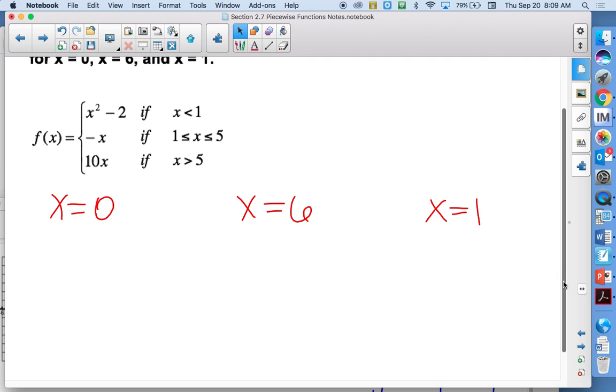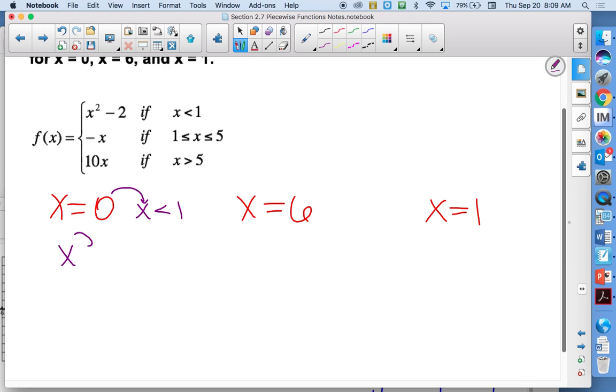So Connor, if x is equal to 0, which piece does that go with? X is less than 1. Yeah. So 0 is less than 1. That means we're looking at x squared minus 2. So Connor, if we have 0 squared minus 2, you get negative 2. So y is equal to negative 2.